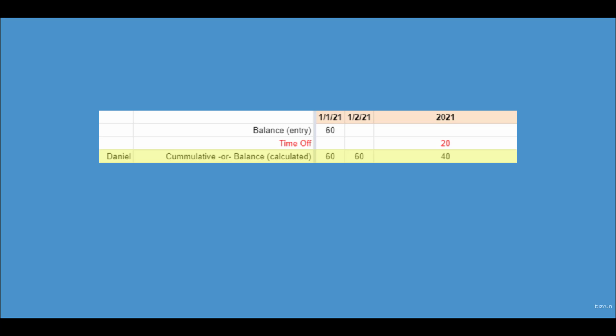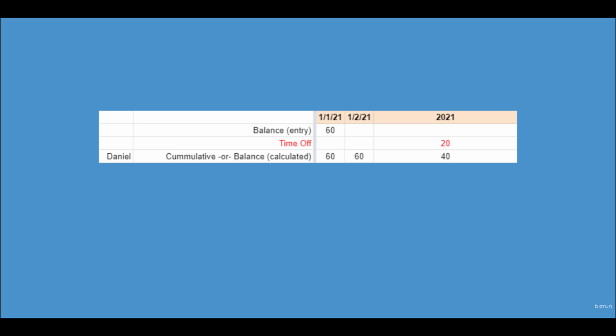And finally, the last row shows the calculated balance at the end of the day. So, Daniel had a balance entry of 60 hours effective January 1st, 2021. At the end of the day, since he didn't take any time off, his calculated balance was also 60 hours. His balance was the same at the end of the following day, January 2nd.